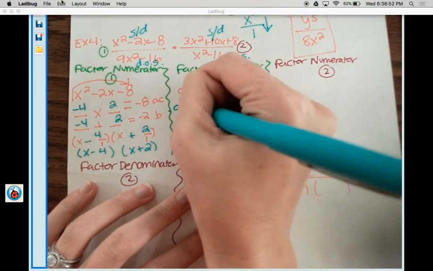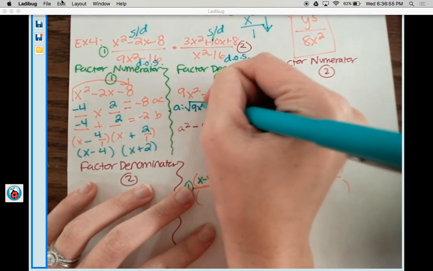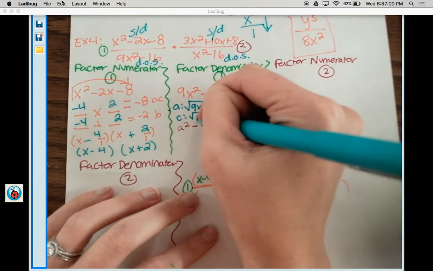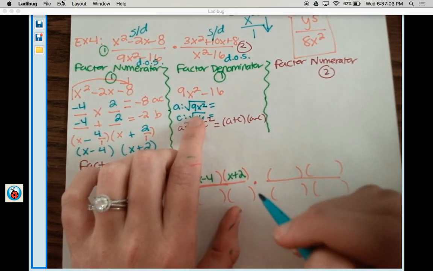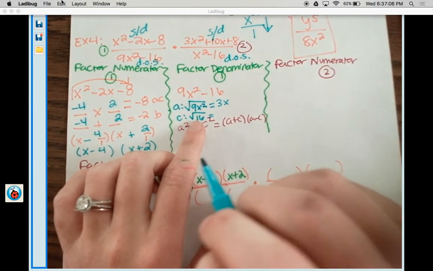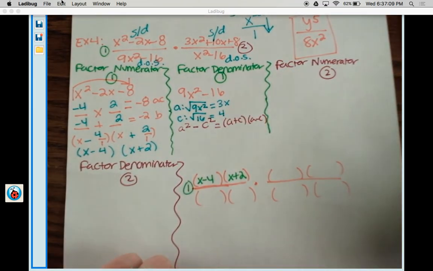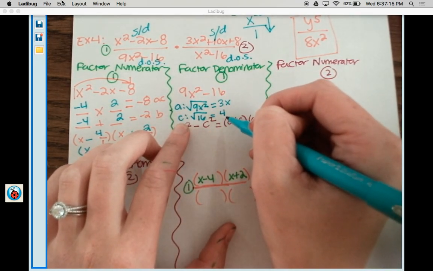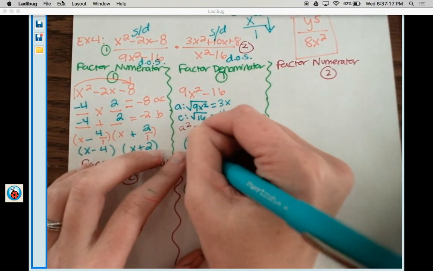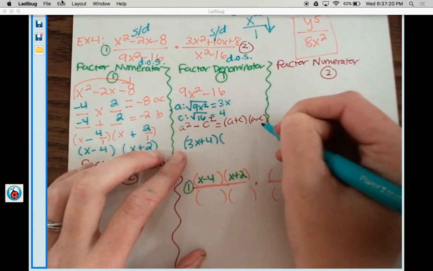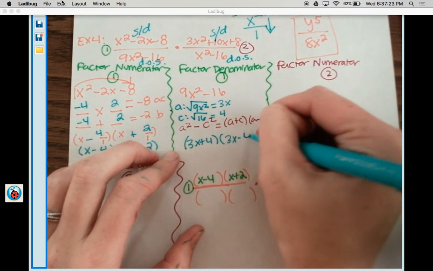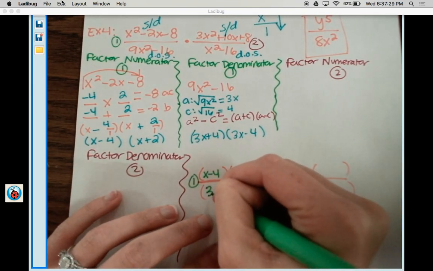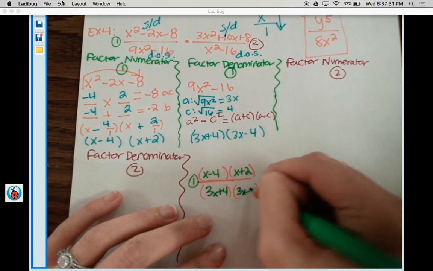Our a value, we square root the first term, our 9x squared. And the c term, we square root the second term, but we ignore the negative. The square root of 9x squared is 3x. And the square root of 16 is 4. So all I've got to do to factor it is add my a and c. This is my a term, and this is my c term. So my a term plus my c term would be 3x plus 4, and my a minus my c term would be 3x minus 4. So that is the denominator of my first fraction: 3x plus 4 and 3x minus 4.